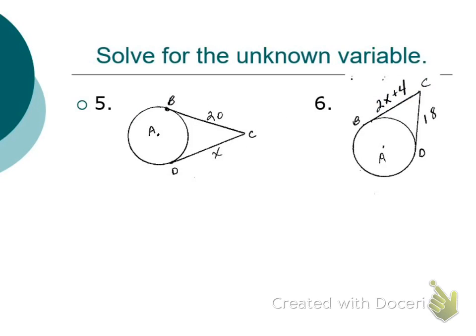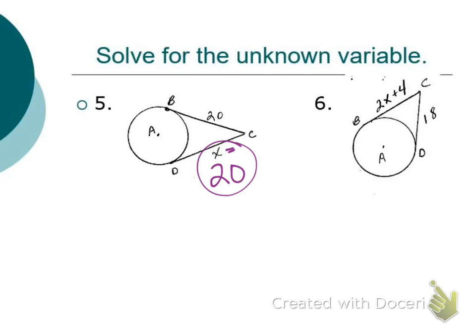Now, we just had a theorem that said if two lines are tangent to the circle with the common endpoint outside the circle, they are congruent. So what's x? 20. X is 20. So that's it for number 5.